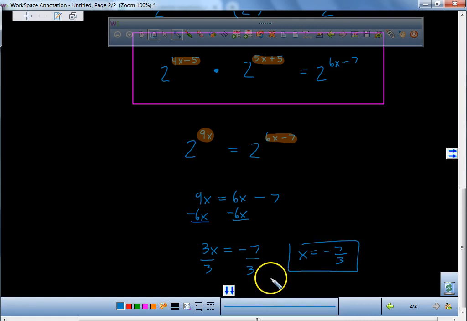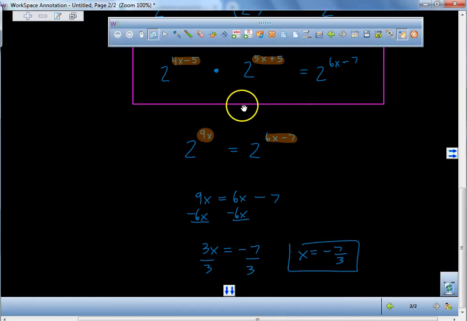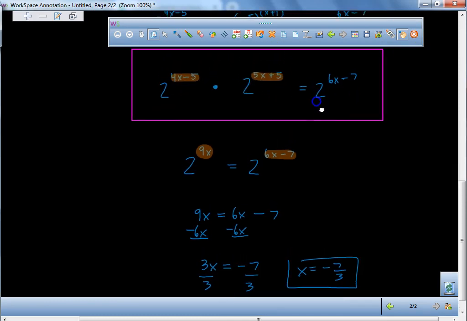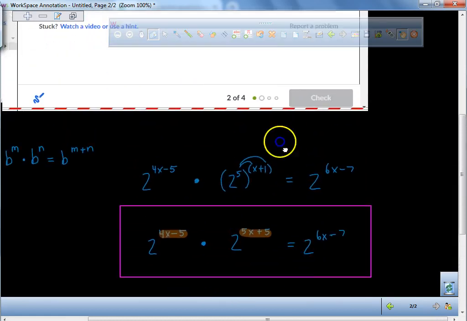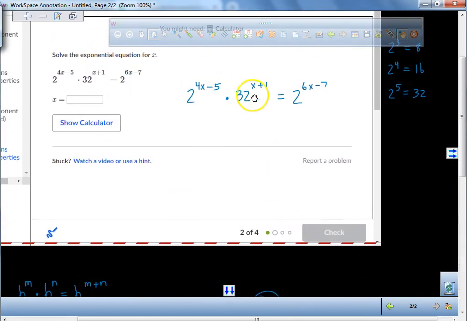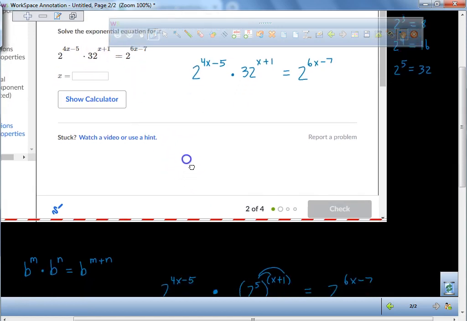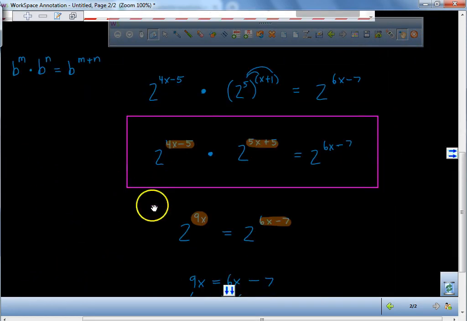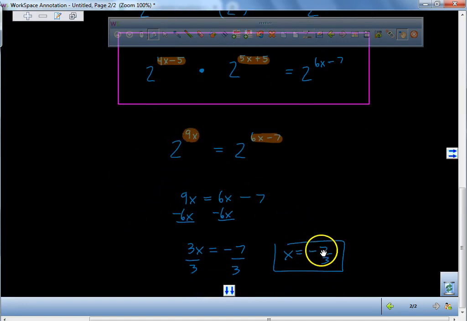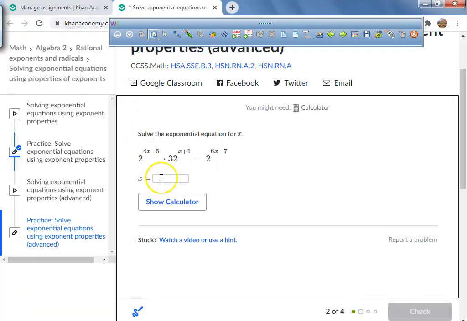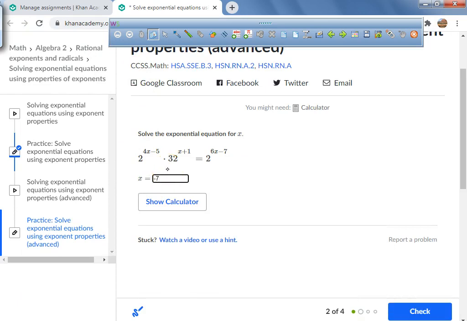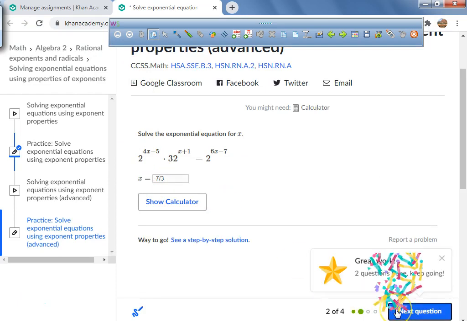And that's it. So what made this more difficult? Was this step right here, right? Like, what do I do with these? If that says multiply, what can I do with those? Add those together. And then what did we also have to do? We had to convert what? This 32 to 2 to the power of 5. All right? And it looks like I wrote everything down right, so that makes me feel good, because usually the only time I get these wrong is when I write things down incorrectly. So what am I going to type in? Negative 7 over 3. All right, let's type it in. Negative 7 over 3. Roll the dice. Nailed it.